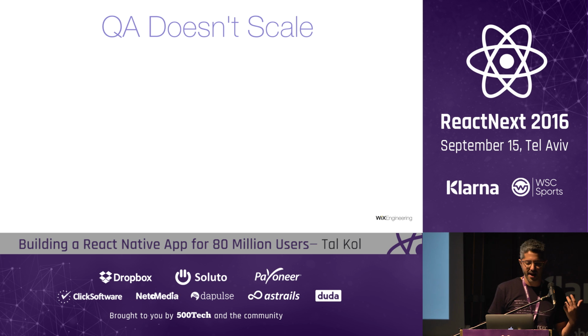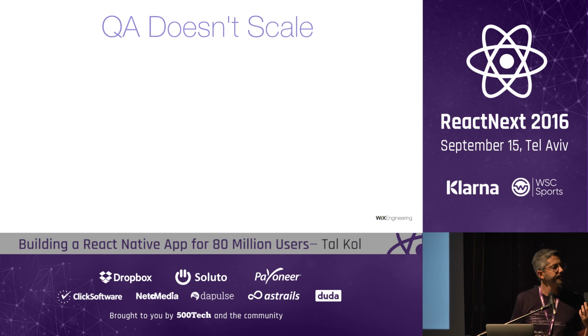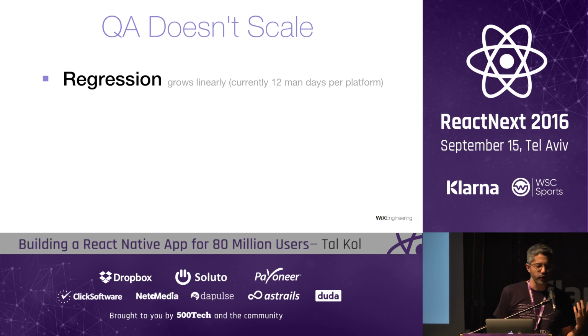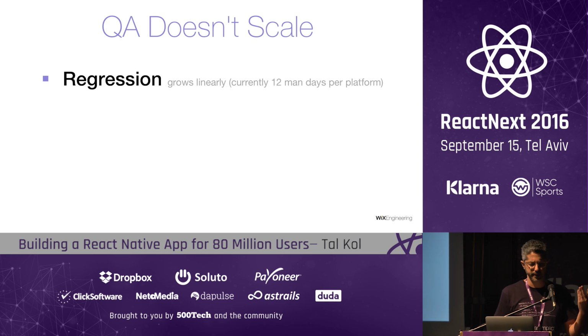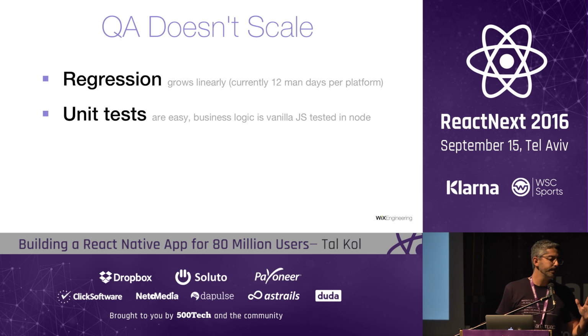Another problem that we have is that QA doesn't scale. The problem is regression. We've been working for about 8 months, and right now, a QA cycle for our regression takes 12 man days, actually 20 man days per platform. That's insane. That's a huge amount of QA, and it's rising linearly. So the answer, obviously, and in the rest of Wix we have very little QA. In the backend, we don't have any manual QA at all. And we strongly believe in automated tests for everything.